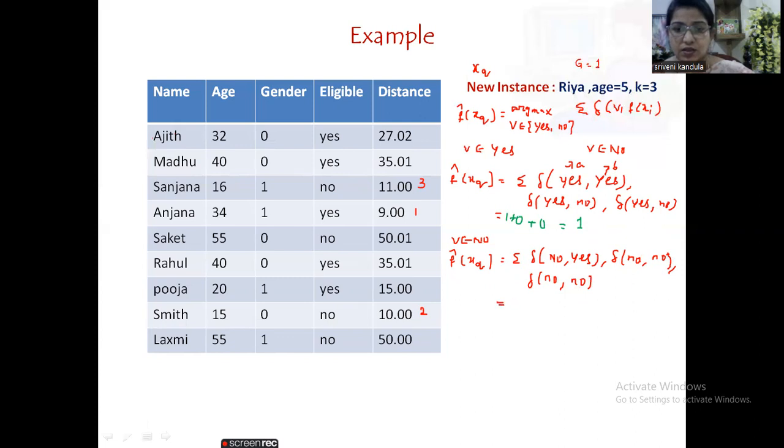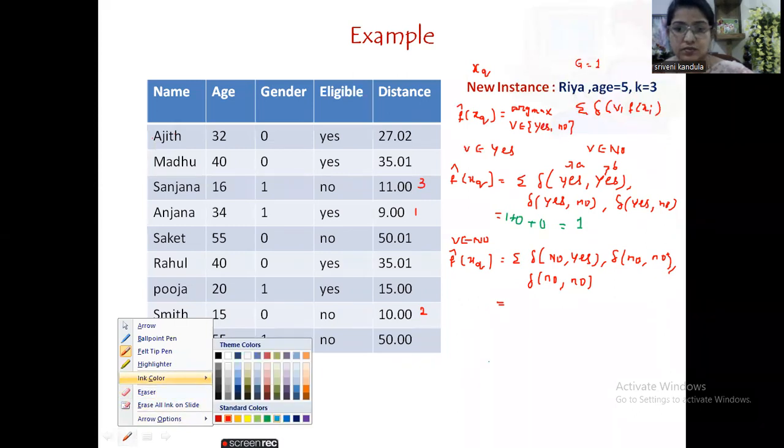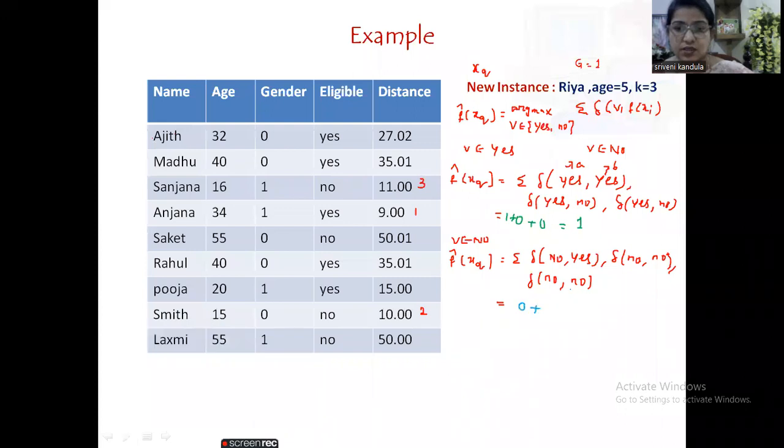So now the first dou value, no and S, is not equal, so the result is 0. The second case, no and no, the result is 1, since A is equal to B. The third case, no and no, the result is 1, since A is equal to B. If I sum it, I'm getting a value of 2.